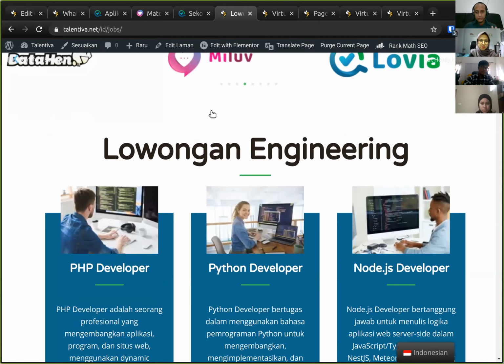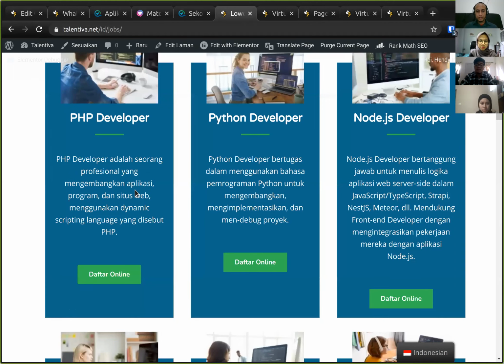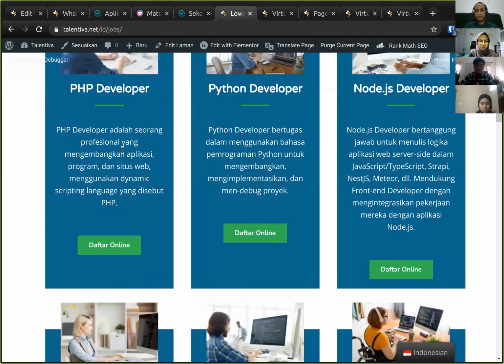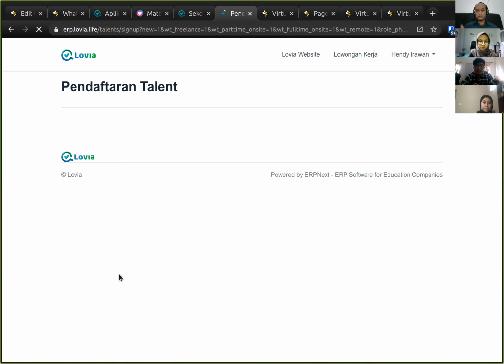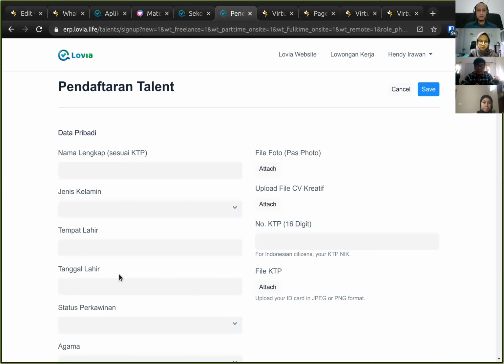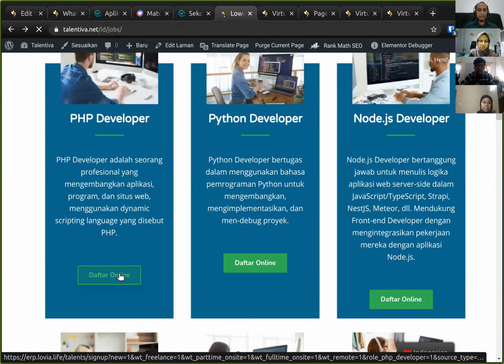But just to give you a point, this one, for example, engineering PHP developer, is a very simple one. And then when we click Daftar Online, it goes to a form. Is this good? I would say this is not good. But again, the reason is not because this is the best, but because we don't have the resources and time yet to do that.